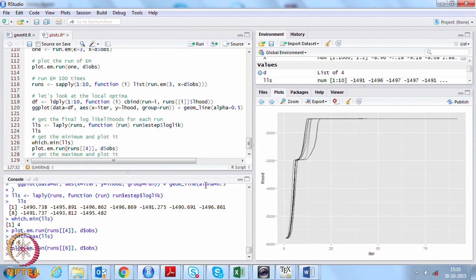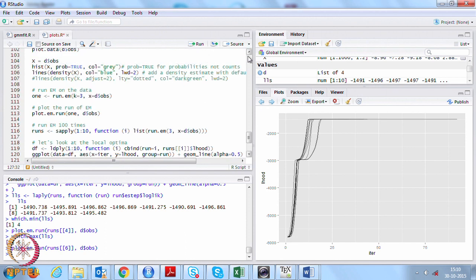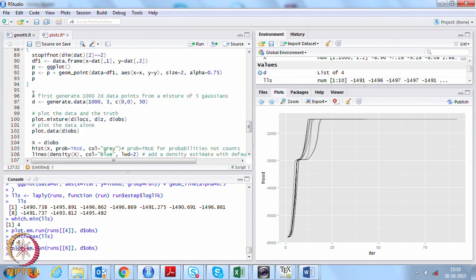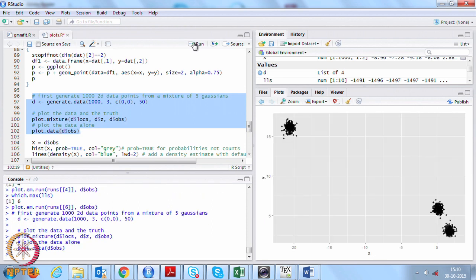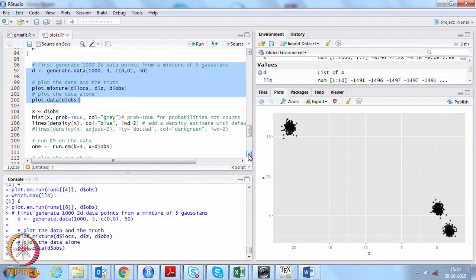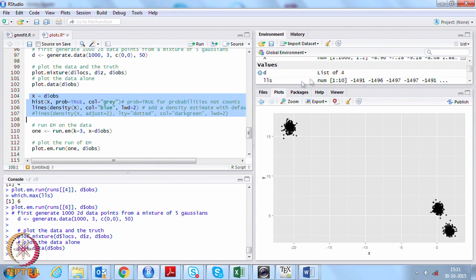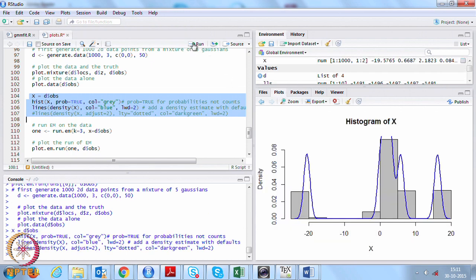So, let me show you that simulation that I had shown you last time. So, I generate some data, okay. 3 Gaussians. This is what the data looks like. It was generated like this by taking those 3 means and covariance matrices. This is what the fitted density looks like.